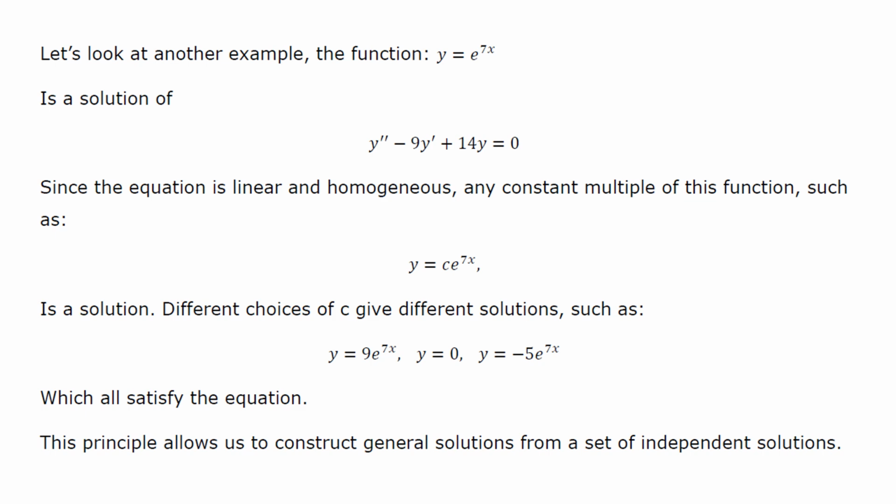If we identify c as 9, we then get y equals 9 times e to the 7x. Or if we identify c as 0, then we get y equals 0, which we know is going to be a solution because it's homogeneous. So y equals 0 will always be a solution. And then y equals negative 5e to the power 7x would set c equal to negative 5. All of these solutions are going to satisfy the DE. So this principle allows us to construct general solutions from a set of independent solutions.